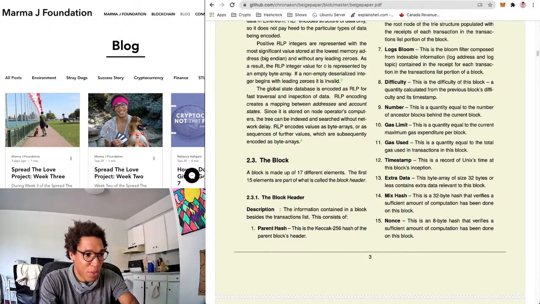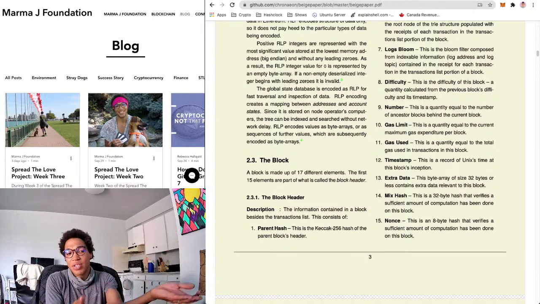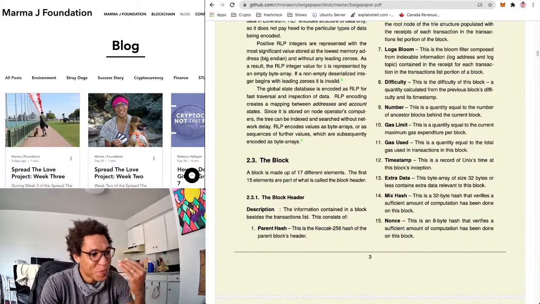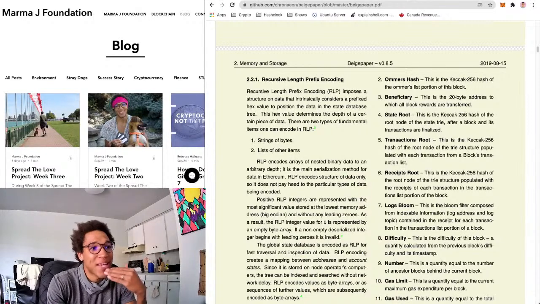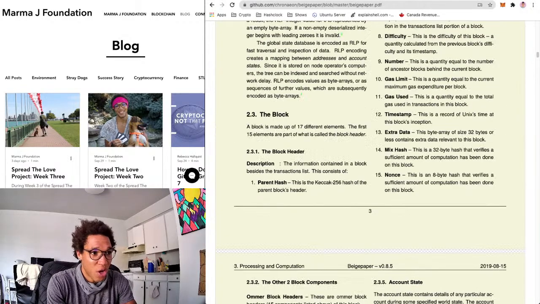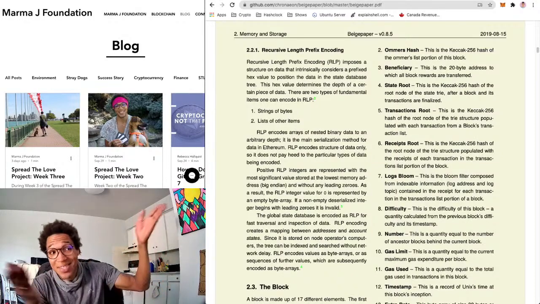So you have the parent hash, which is the Keccak-256 hash of the parent block's header. That's just a hashing algorithm. So just Keccak, I always spell it wrong. Anyways, you're just hashing the parent block's header. Then you get the ommers hash. This is the Keccak-256 hash of the ommers list portion of this block, which you'll see down here. These are ommer block headers, which is just all of this. And then, don't even worry about it. That's the second thing that's in there.